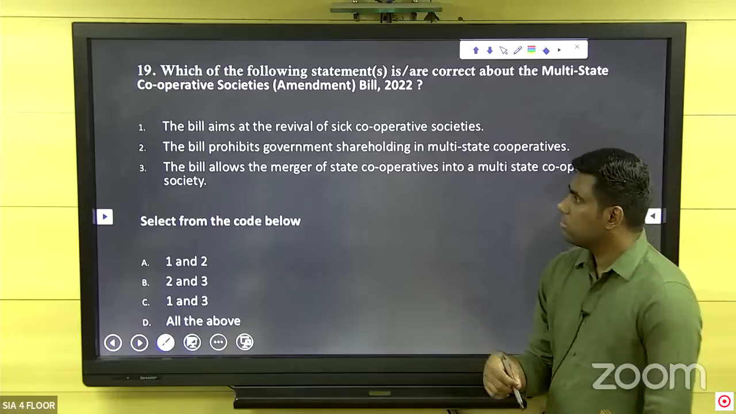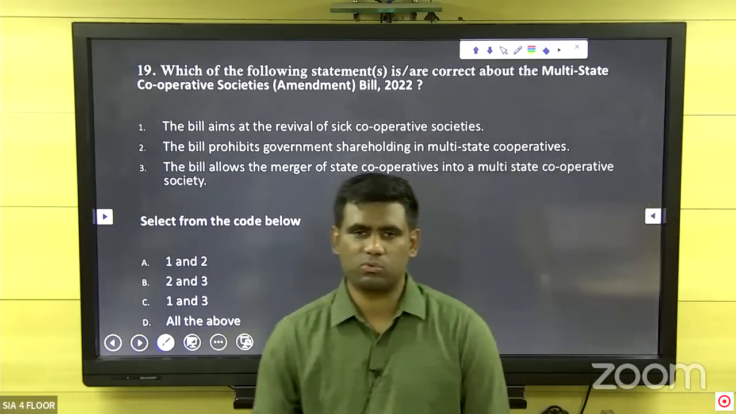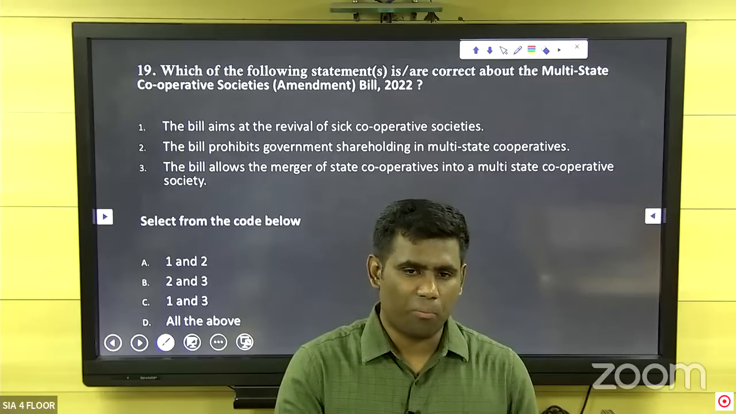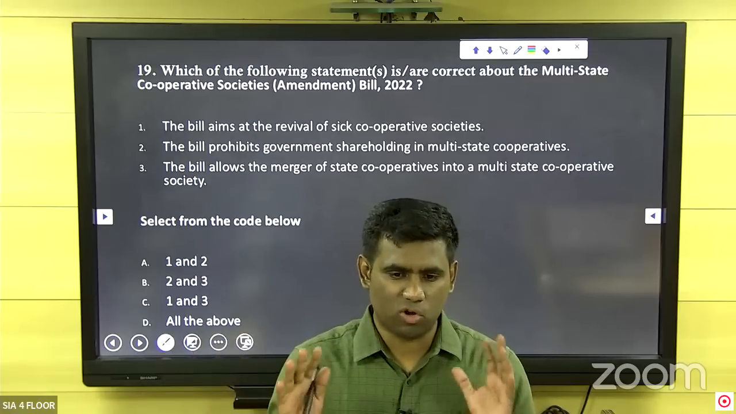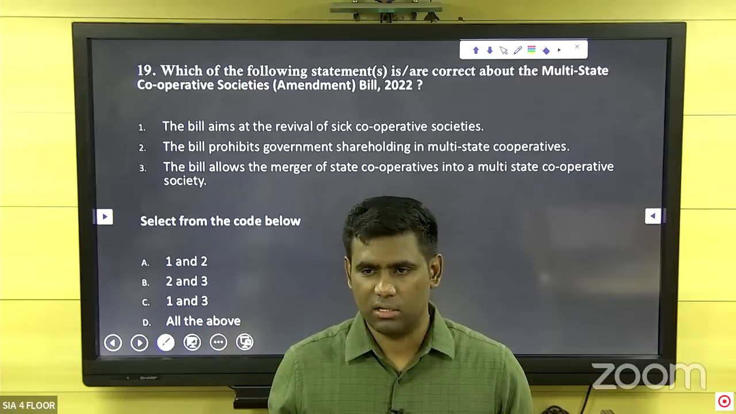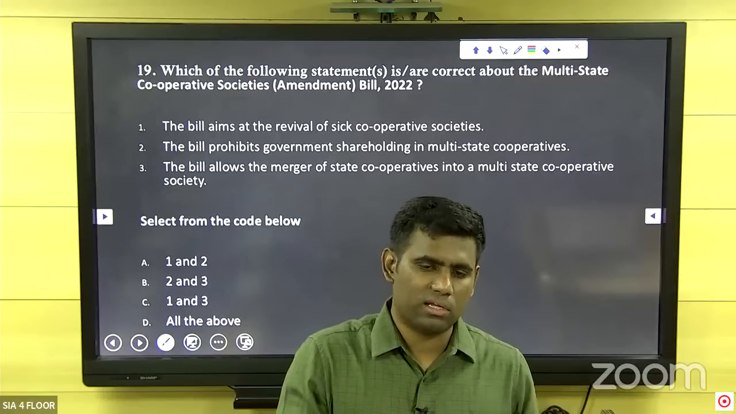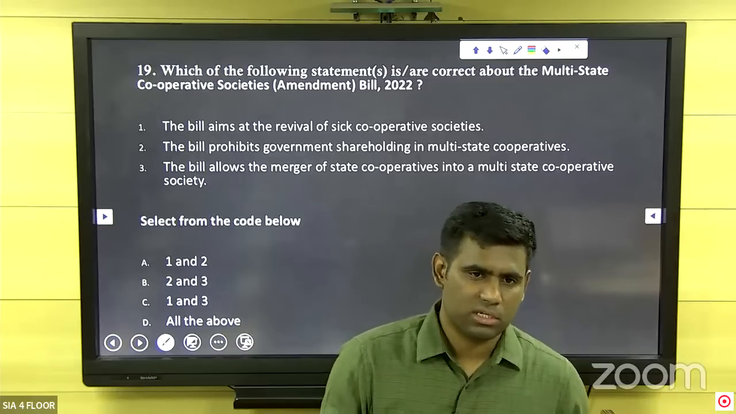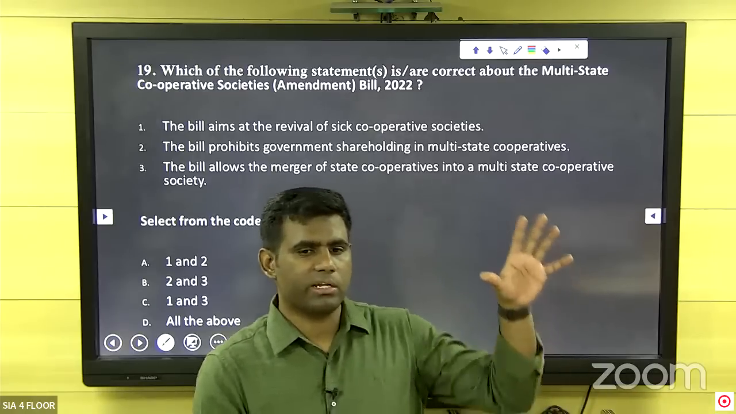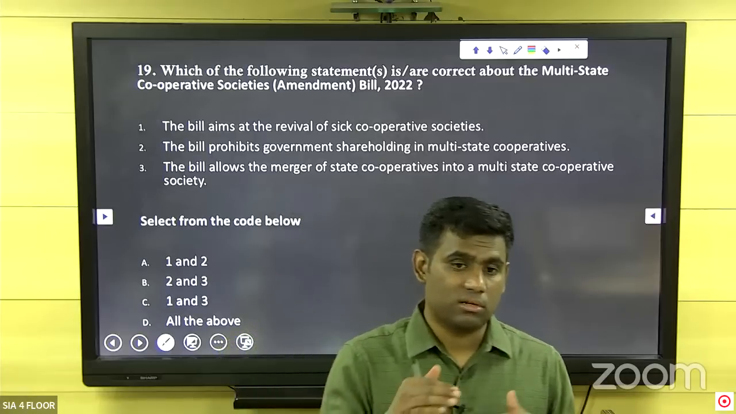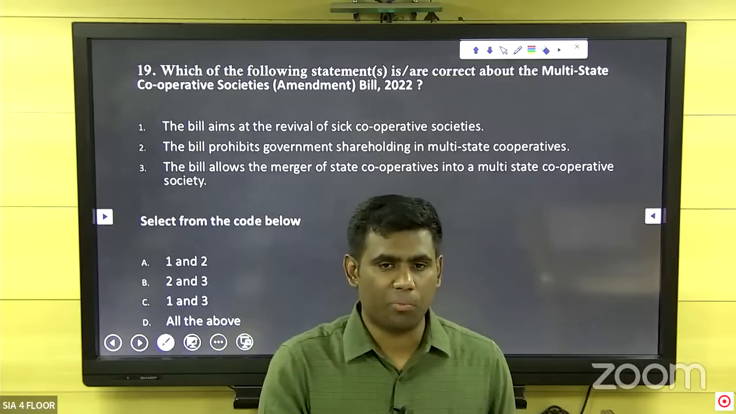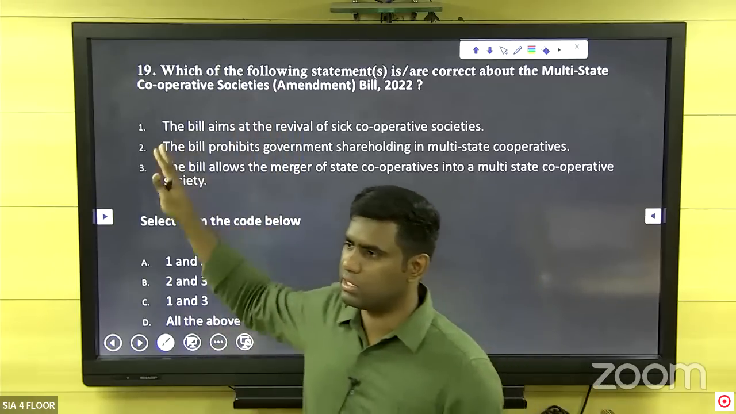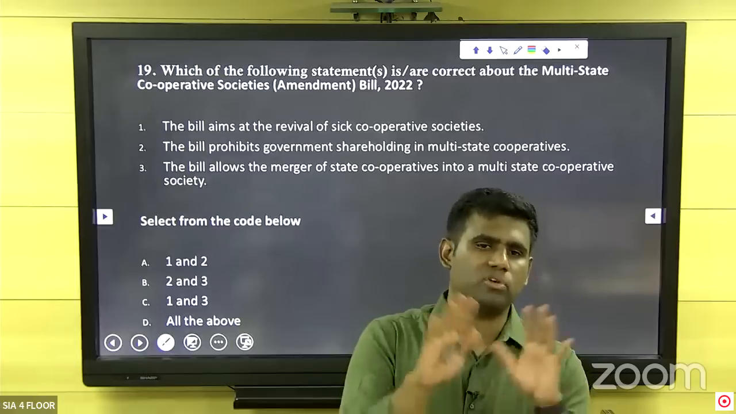See, the purpose of the bill is to streamline the way cooperatives having their operations in two or more states function. Those cooperatives are called multi-state cooperatives. Then there are cooperatives that have their operations only in one state. They are state cooperatives, controlled and regulated by state laws. Cooperatives having operations in two or more states are regulated by central law, which is the Multi-State Cooperative Societies Act. Basically, what is the purpose of all these acts?